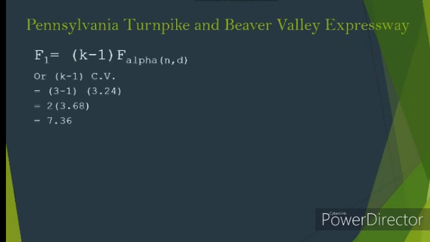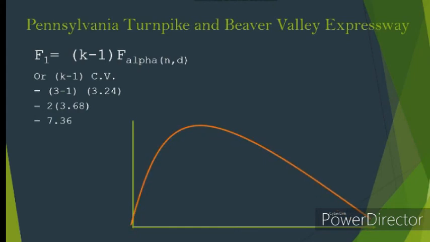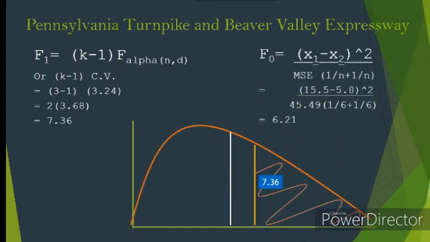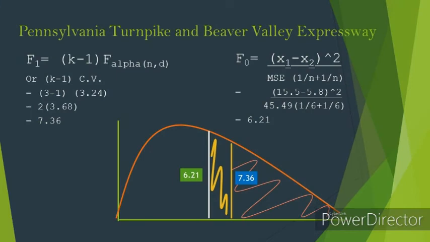Our next pair is Pennsylvania Turnpike and Beaver Valley Expressway. Our F critical value for this pair is 7.36, and the F value using the Scheffé test is equal to 6.21, and 6.21 does not fall in our critical region, therefore this pair has no significant difference in this problem.